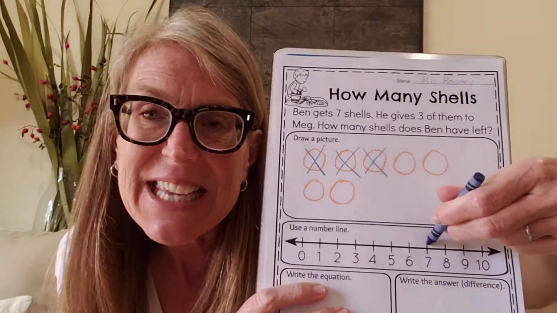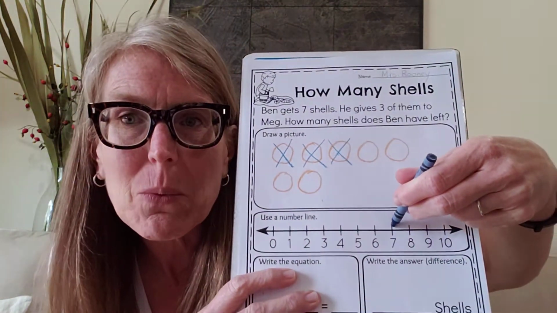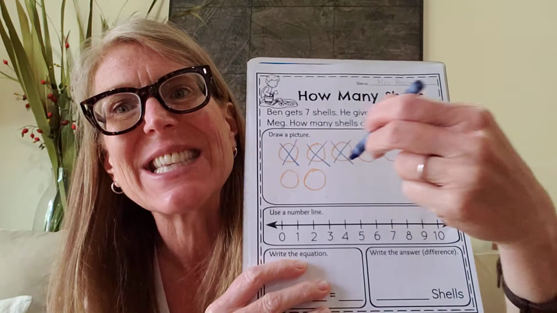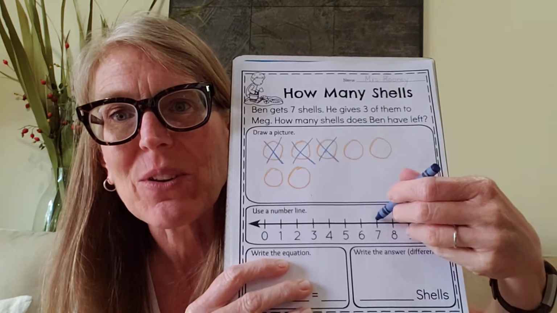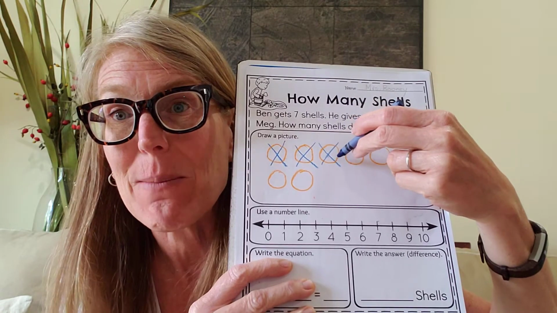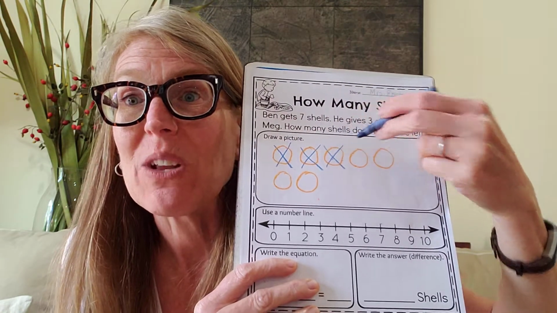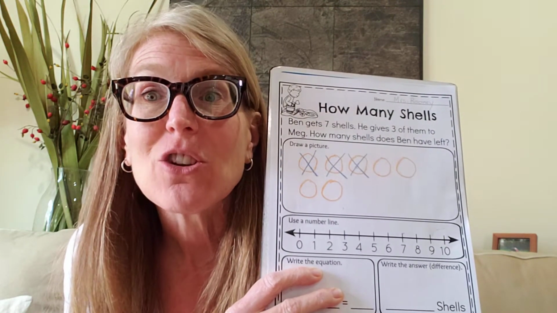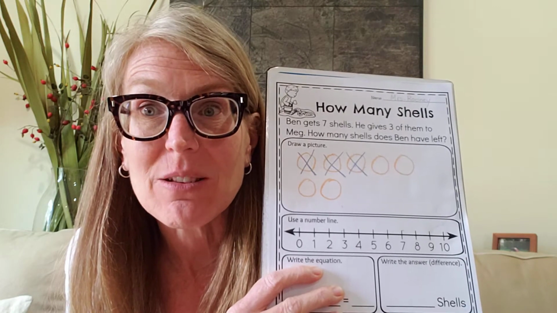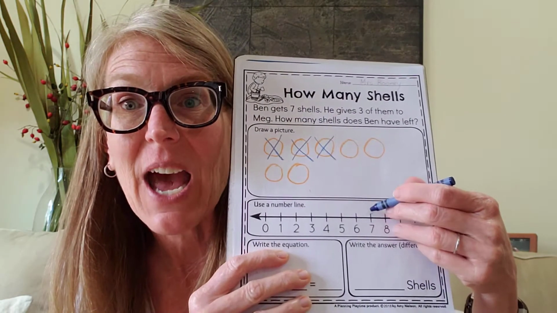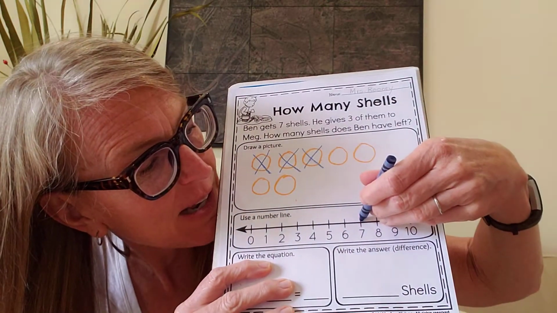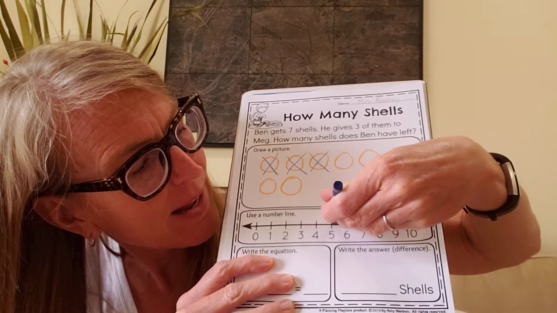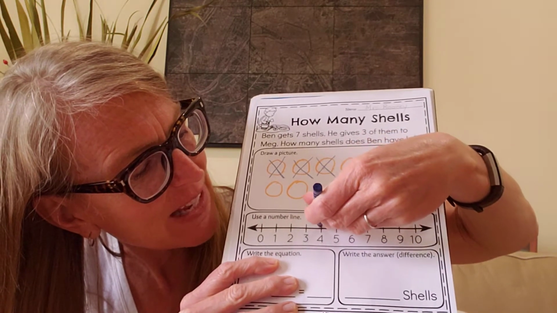Now, if he's giving them away, that means he's taking them away. Do I go forward on my number line or do I go backwards because he's taking away? I go backwards. Very good. How many shells did he give to Meg? 1, 2, 3. So how many hops backwards do I need to make on my number line to show that he gave 3 shells away? Right, I need to go back 3 hops, 1 for each of those shells. So let's go ahead and take a hop for the first shell he gave away, the second shell he gave away, and the third shell he gave away.